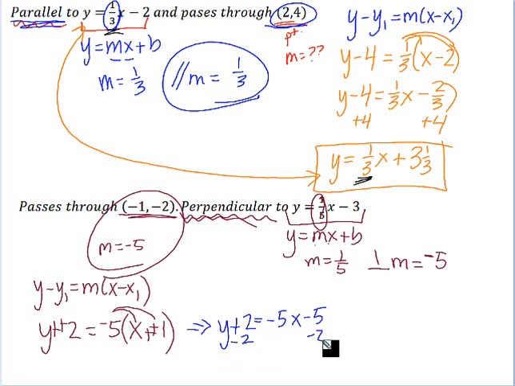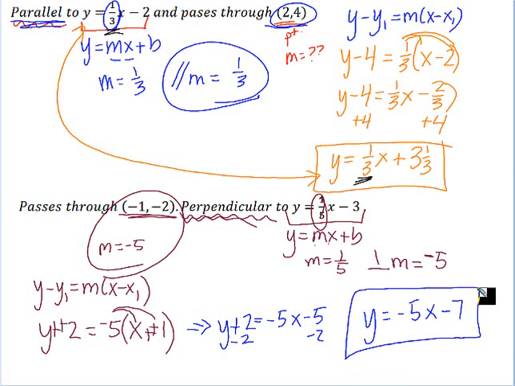Solving for y, we would subtract 2 from both sides. So we have y equals negative 5x minus 7. This would be our line that is perpendicular to y equals 1/5 x minus 3 that passes through that point negative 1, negative 2.